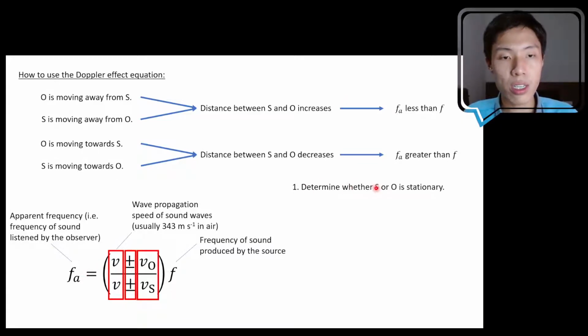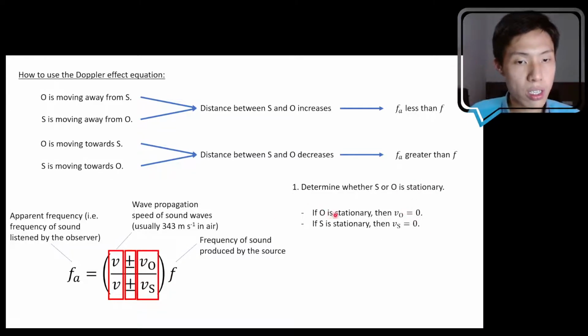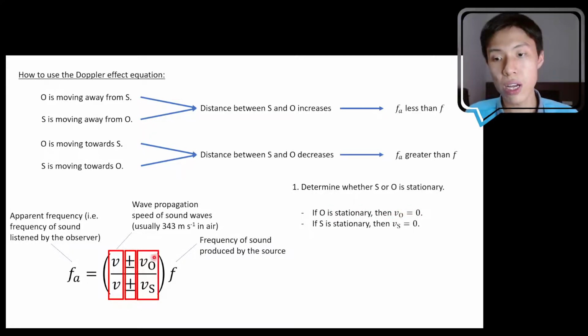First, I determine whether the sound source or the observer is stationary, because in our syllabus one of them will be stationary. If the observer is stationary, then V subscript O will be 0, and this part of the equation will disappear. Then what's inside the bracket will be V divided by V plus or minus Vs.